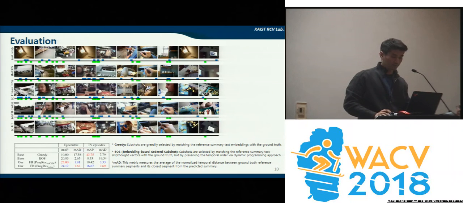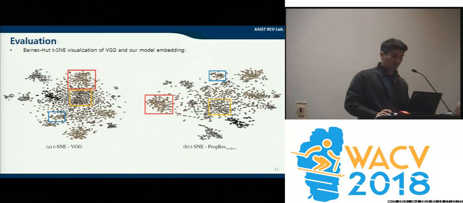For main evaluation, we evaluate the video summarization results with reference summaries, and we ended up making very challenging baselines because there weren't prior works using texts. So we ended up making a very challenging baseline, and we show comparable results or better results.